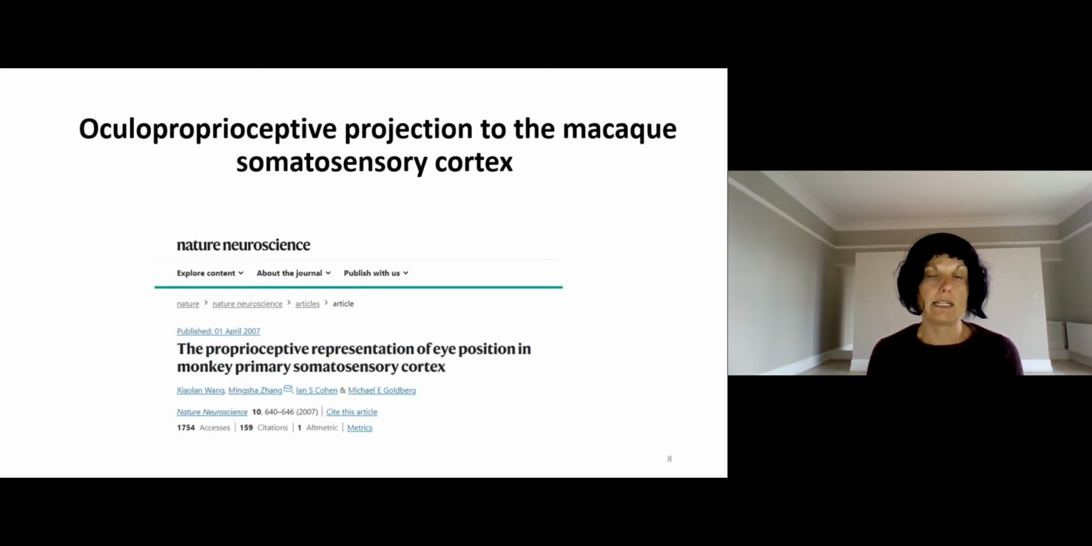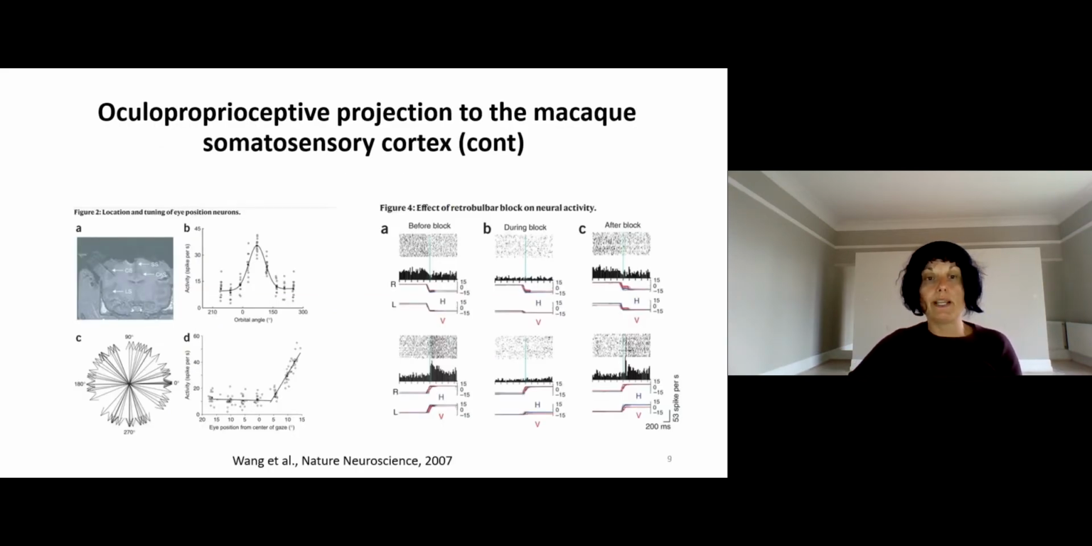For this reason, it is not clear whether they are oculoproprioceptive receptors or the terminal of the motor neuron. My interest in oculoproprioception was triggered by this paper from Michael Goldberg's lab, published in 2007. This is a very elegant demonstration of the projection of the oculoproprioceptive input in the somatosensory cortex of the macaque. Let me go through their experiment.